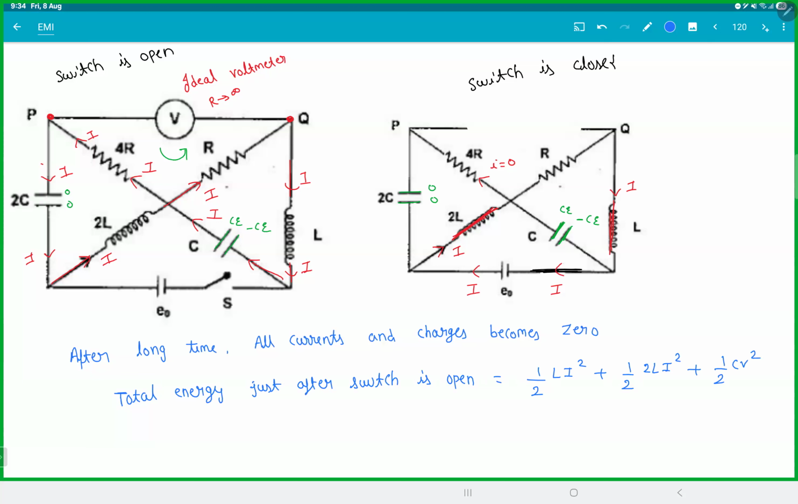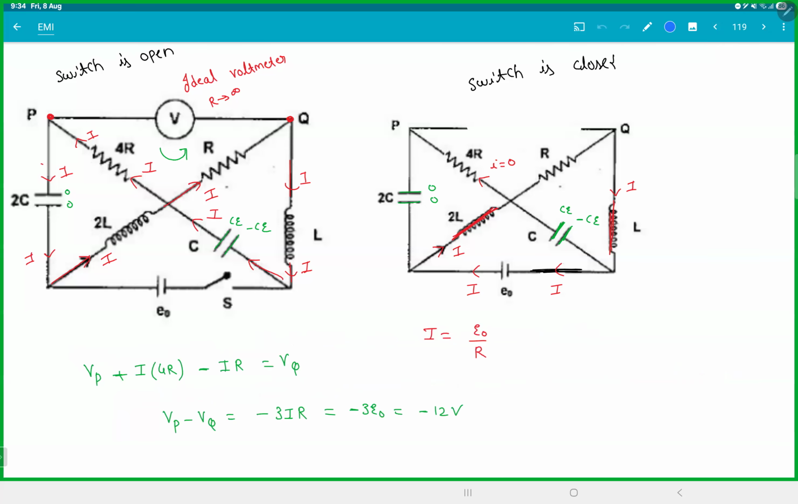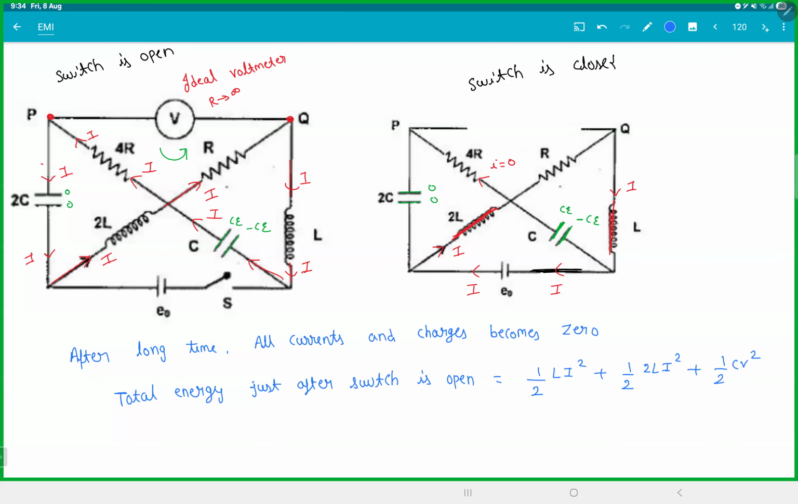Why isn't the current going into C initially? Which current you're talking about, Poroja? 2C or C? C. Initially, I mean, it is steady state, right? Yes. After opening the switch, the current is going. This current, instead of going through the switch, it started going through the capacitor only.